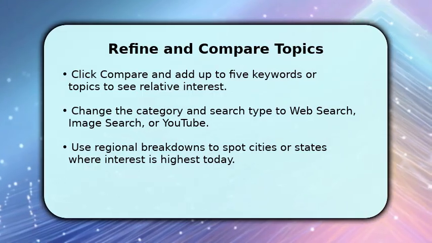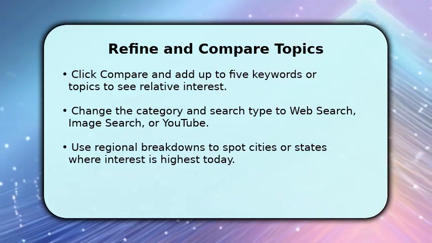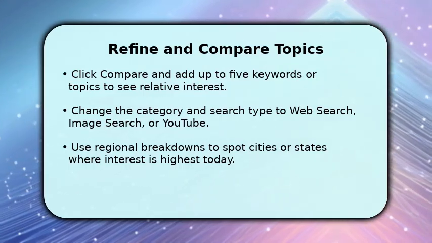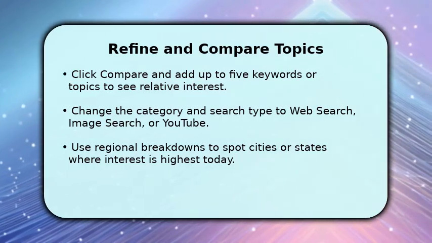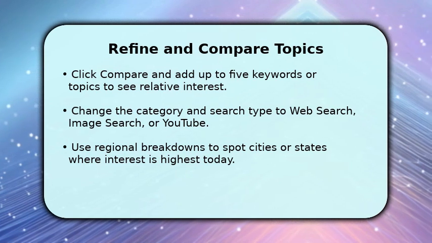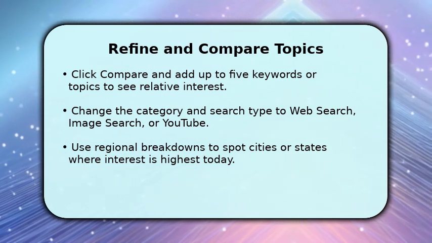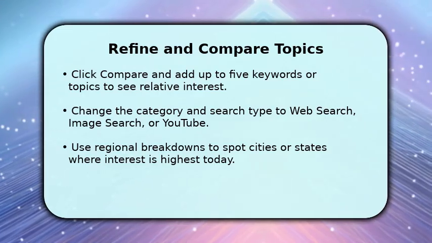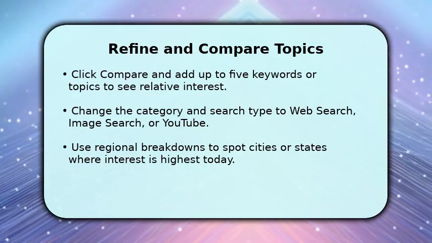Apply a specific country and use subregion maps to reveal local popularity differences. Use regional breakdowns to spot cities or states where interest is highest today. Adjust the time frame to measure short-term surges or long-term growth trends. Look at the top and rising queries list for grassroots signals.